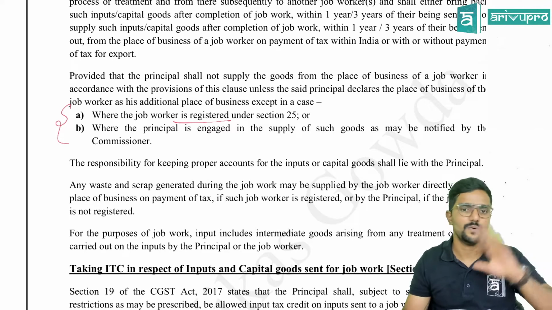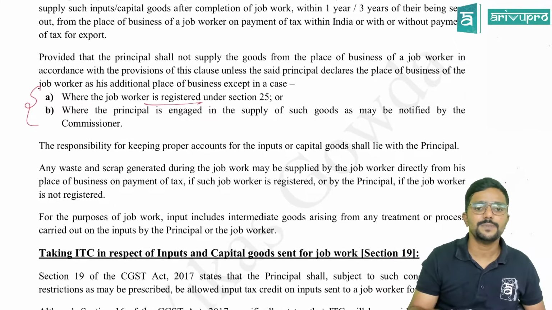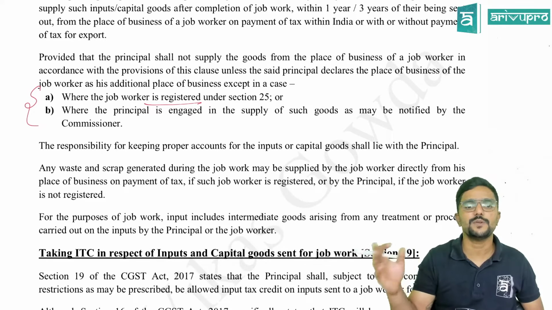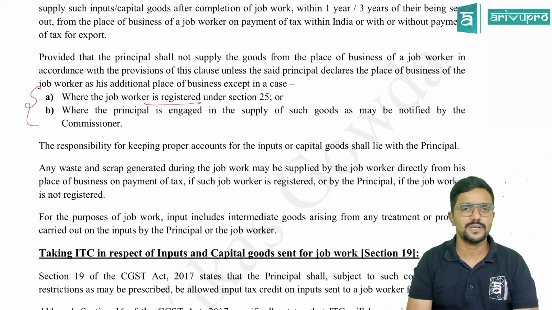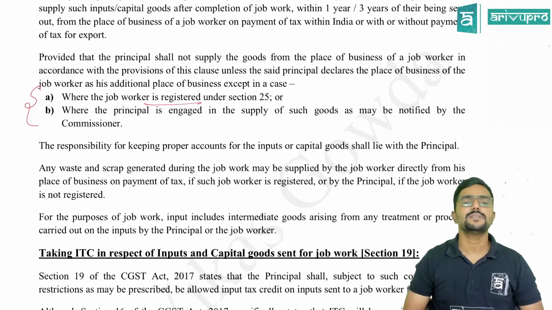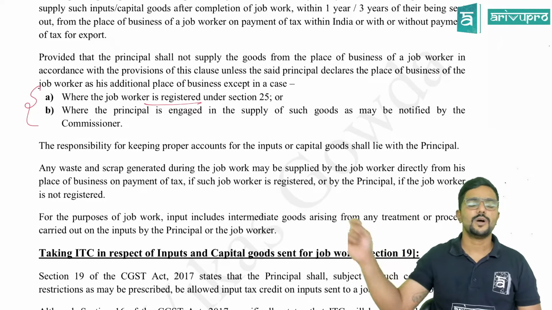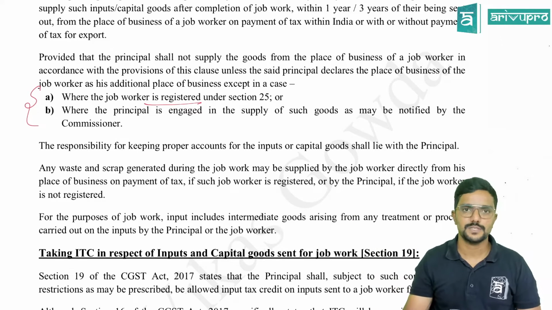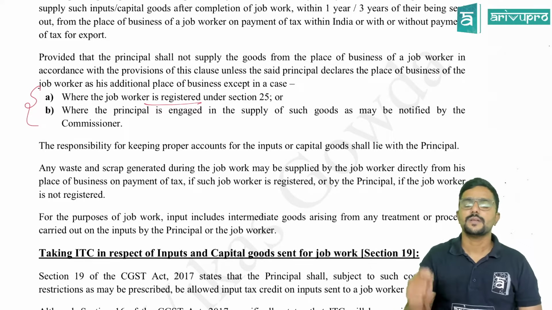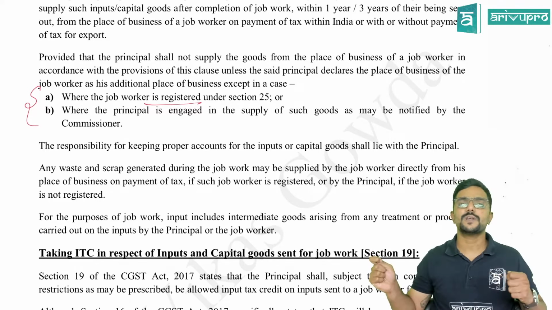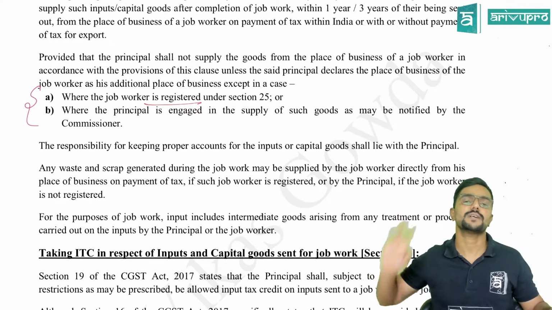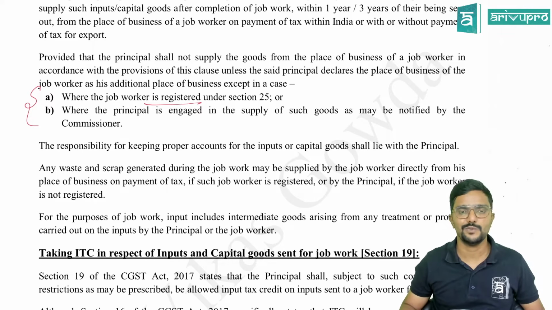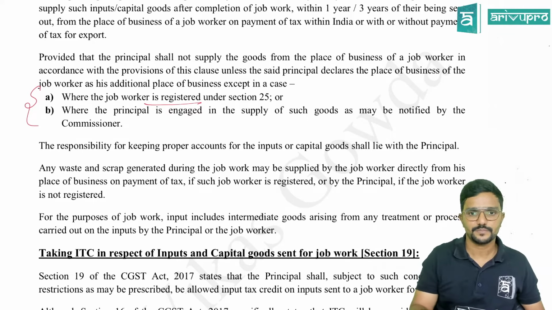Okay. Next, where the principal is engaged in the supply of such goods as may be notified by the commissioner, meaning if any of the goods which is notified by the commissioner is being supplied by the principal, in that case the principal need not disclose the job worker's place as additional place of business. So in these two cases, the principal need not disclose the job worker's place as additional place of business, but still he can supply the goods from the job worker's place directly to the customers within 1 or 3 years.